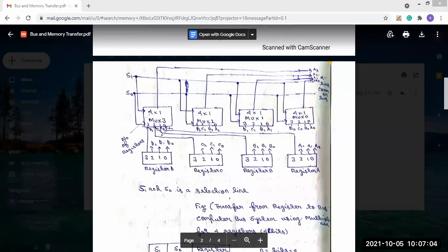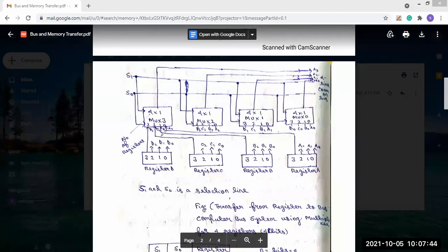Okay, so this is all about the bus transfer. Now we have already seen the bus transfer. Like this, for the particular register, the bus will use the decoder, and then transfer the information to the corresponding register. The data will be transferred to the corresponding register.